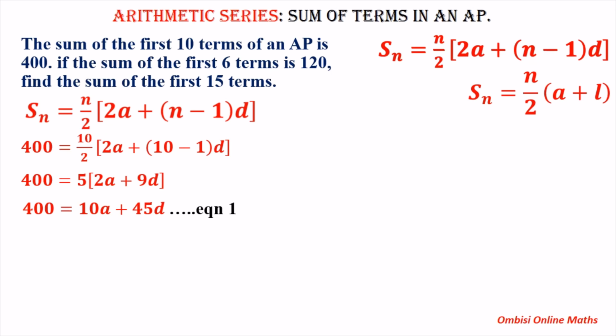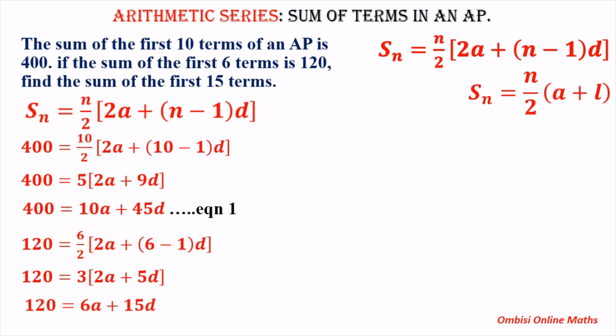They have also said that the sum of the first 6 terms is 120. So the value of n is 6 and the value of S subscript n is 120. So simplify, and this one translates to 120 equals 3 into brackets 2a plus 5d, which simplifies down to 120 equals 6a plus 15d. So you call this one equation 2.